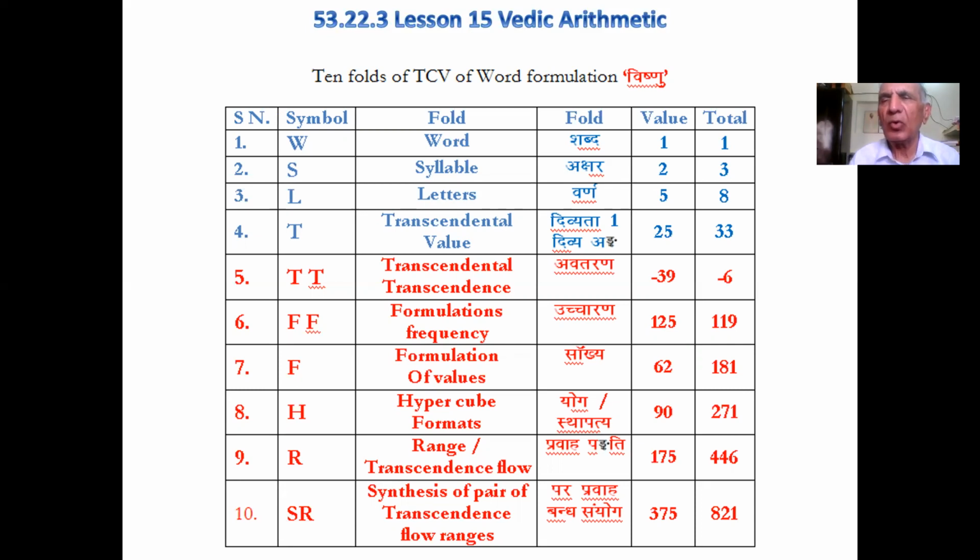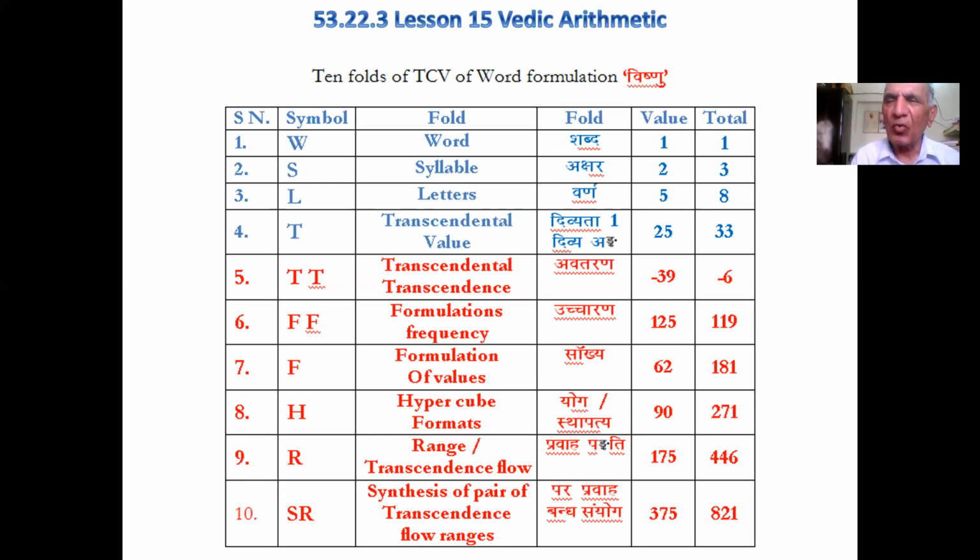Now, to have complete comprehension of the Vedic arithmetic would mean that we will be in a position to sequentially distinguish between the 10 folds of the formulation of Prithvi of TC value 25 as well as the 10 folds values of the formulation Vishnu.